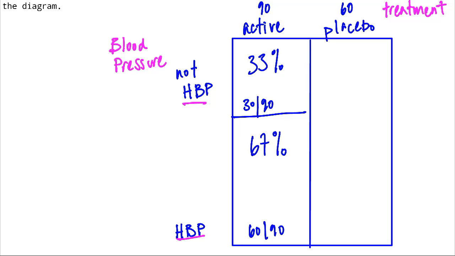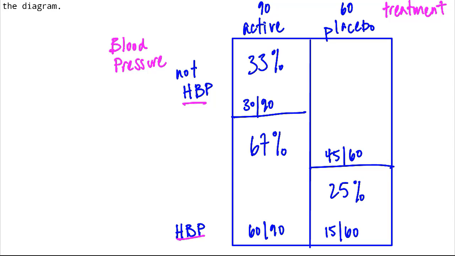Now for those who got the placebo, we said 15 have high blood pressure, so 15 out of 60. That is a quarter, so 25%. And we said 45 of these 60 people do not have high blood pressure. So that's 75%.